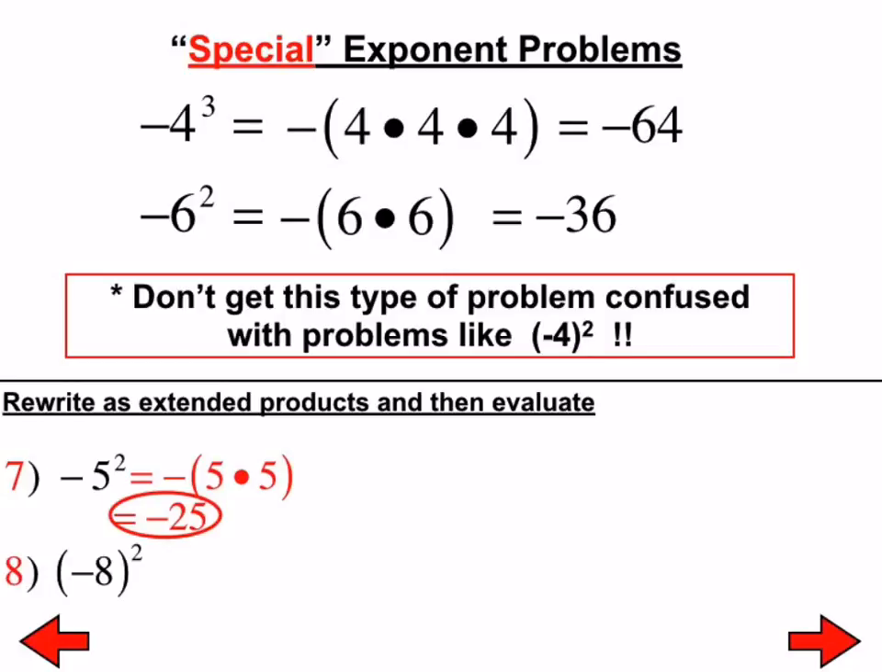Number 8, we do have parentheses around the base. So when there are parentheses around the base, sometimes the answer is positive, sometimes it's negative. How will you always know if there are parentheses around a negative base that the answer will be positive? How would you know that it would be positive without doing anything? Think about it. Turn to your shoulder partner and talk about that really quickly.